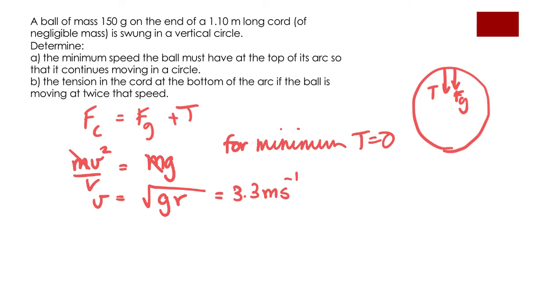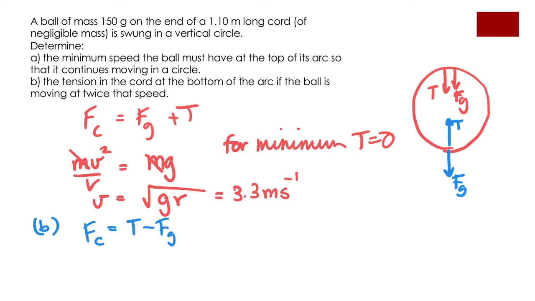Now for part B, it says that we're at the bottom of the circle. So let's think about what's causing our centripetal motion. And now I've got the force due to gravity pushing downwards, and I have the tension pulling back upwards. So if I write my equation for the centripetal force, it's going to be T minus Fg. And because it's moving in a circle, we know that it has to be a net force towards the center. So tension must be bigger than the force due to gravity.